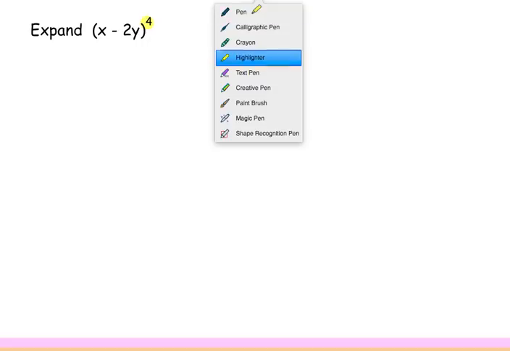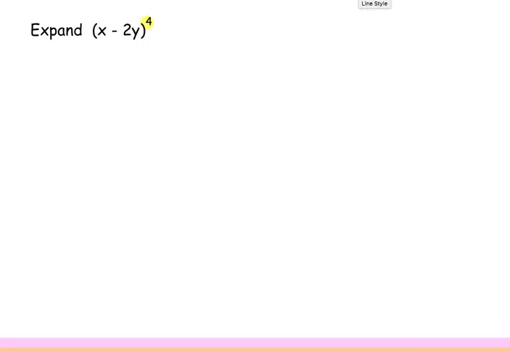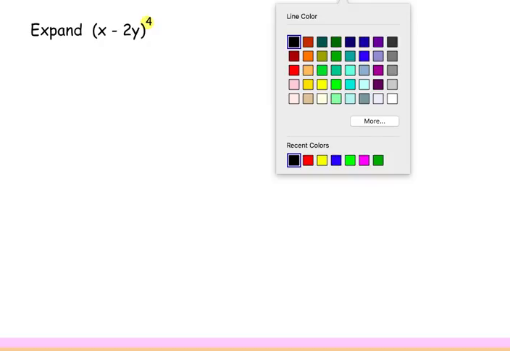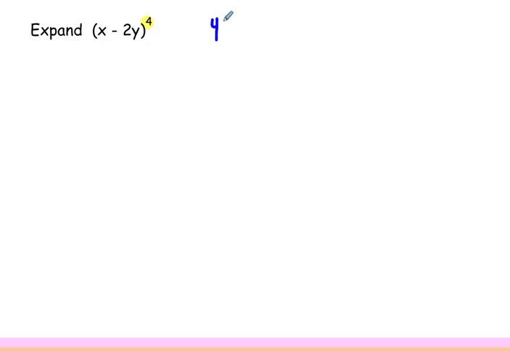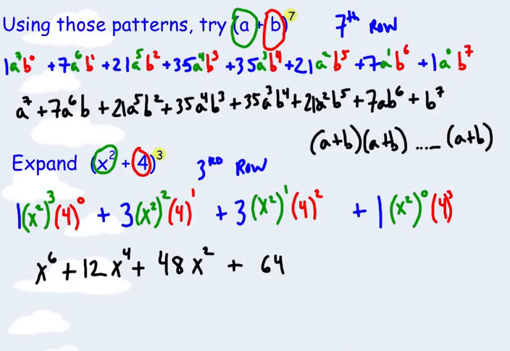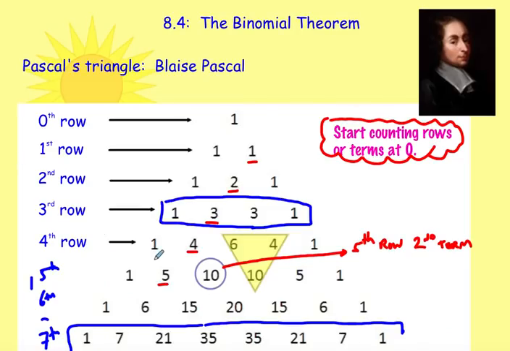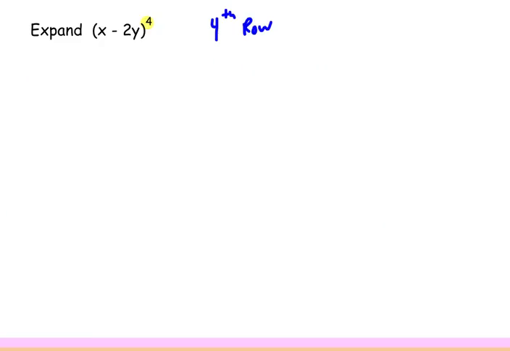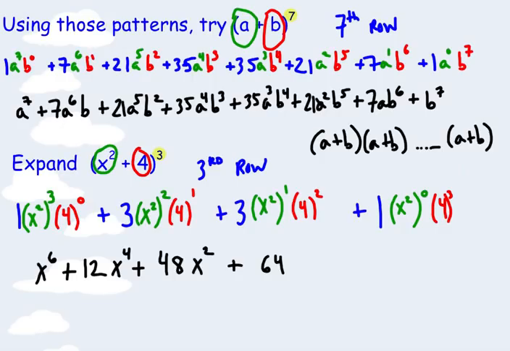Okay, so here our exponent is a 4. So that means that we are going to be in the 4th row. So you're going to go to Pascal's triangle, and you're going to look at the coefficients in the 4th row. So if we go back, coefficients in the 4th row are 1, 4, 6, 4, 1. So I'm going to get those ready. 1, 4, 6, 4, 1.